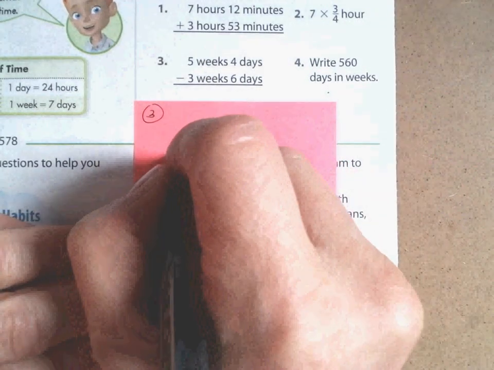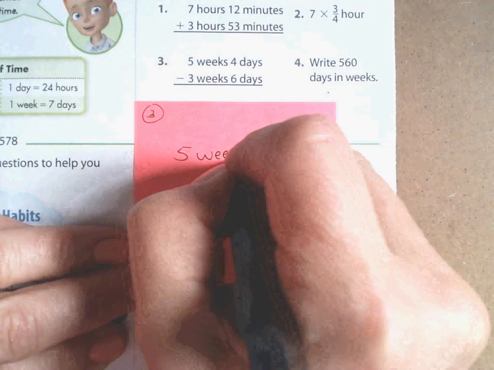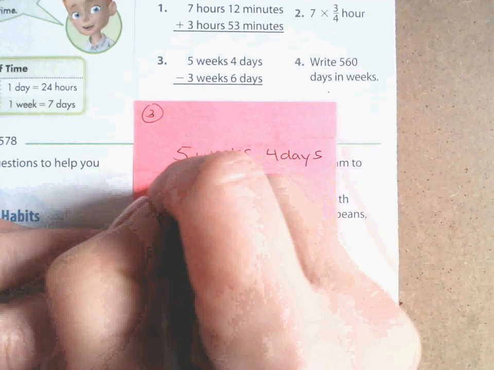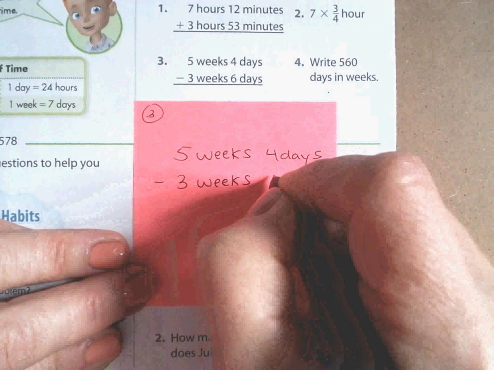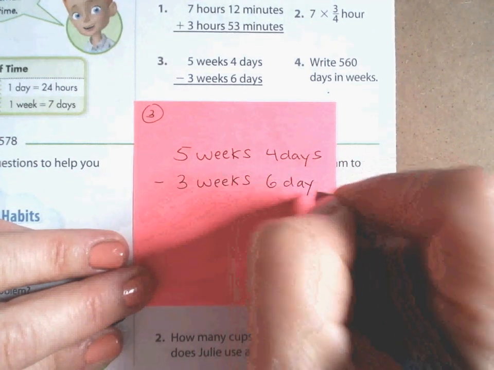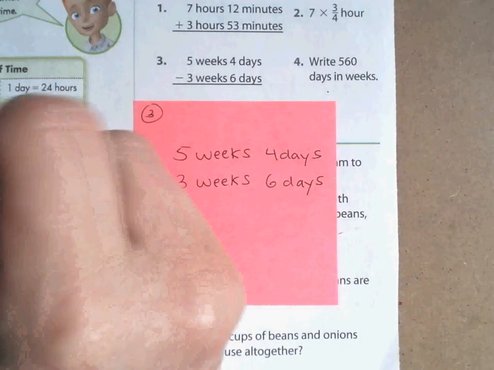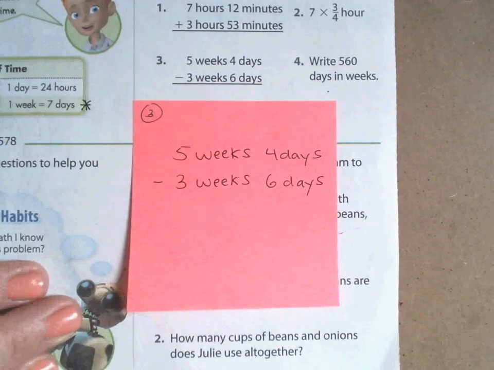So for number 3, I've got 5 weeks and 4 days, and I'm subtracting out 3 weeks and 6 days. So I need to use this unit of time. I know that 1 week is 7 days.